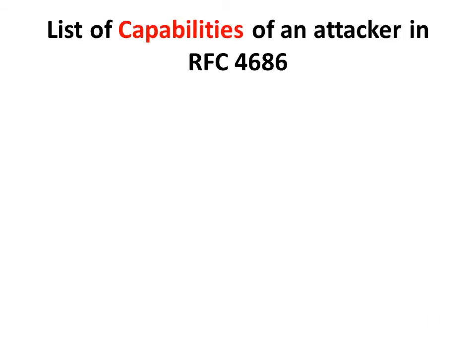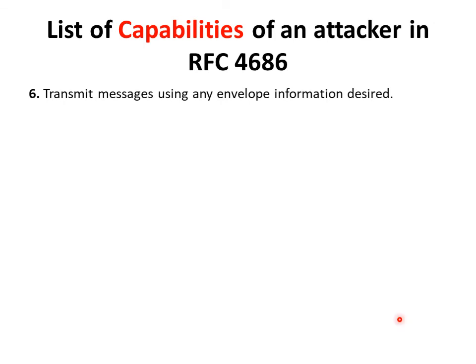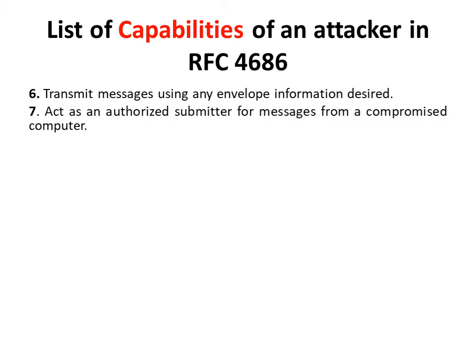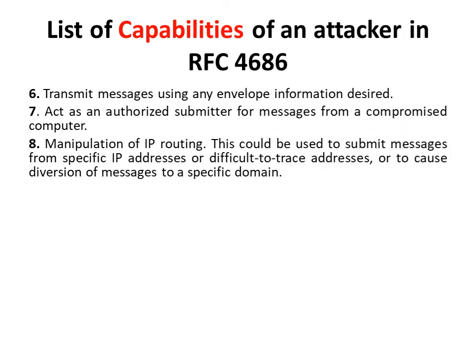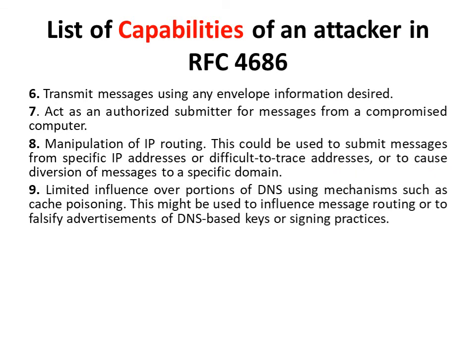Further, sixth, transmit messages using any envelope information desired. Seventh, act as an authorized submitter for messages from a compromised computer. Eighth, manipulation of IP routing. This could be used to submit messages from specific IP addresses or difficult to trace addresses, or to cause diversion of messages to a specific domain. So these are the capabilities of the attacker.